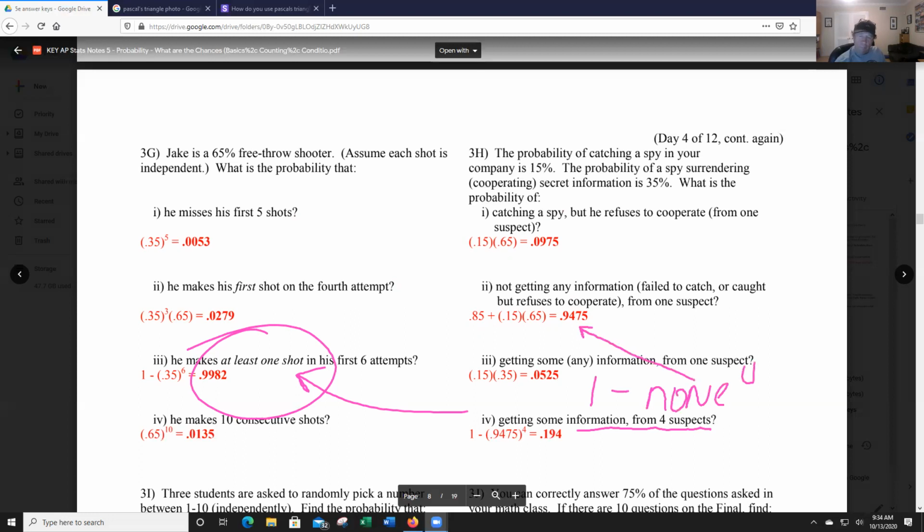And I did this problem already. There's a chance of getting no information. So this is my problem, 1 minus none. That's another one of those at least one problems worded differently.